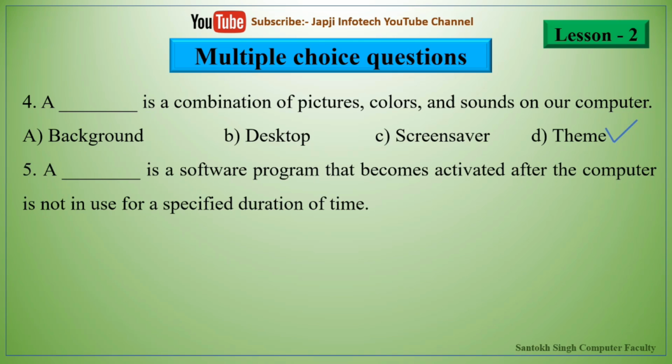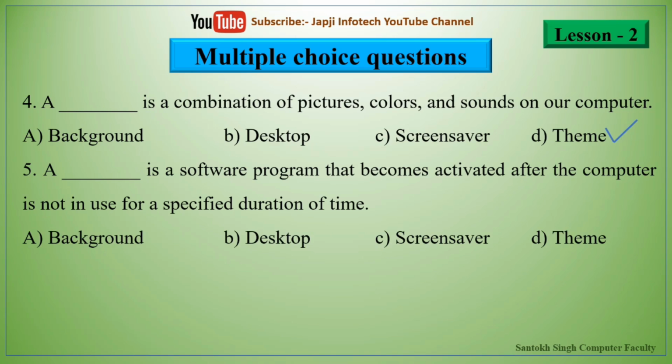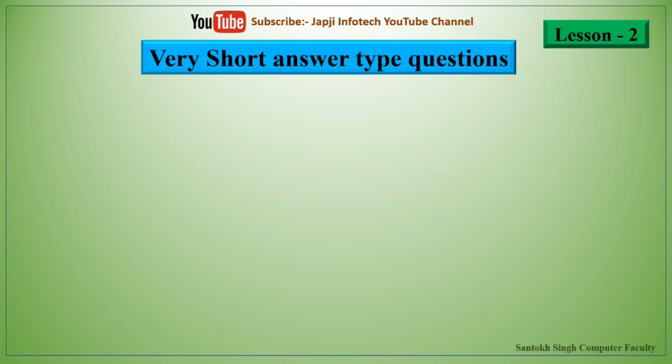The fifth one is: a dash is a software program that becomes activated after the computer is not in use for a specified duration of time. The options are background, desktop, screensaver or theme. So the right answer is: a screensaver is a software program that becomes activated after the computer is not in use for a specified duration of time.